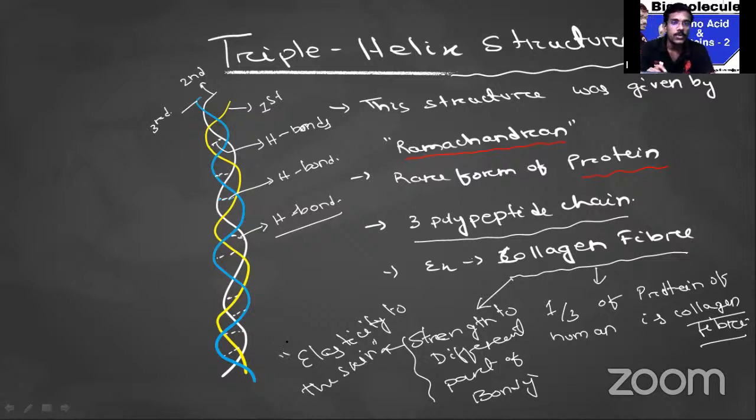Collagen fiber is one of the most abundant proteins found in the human body. How many polypeptide chains does collagen fiber have? There will be 3 polypeptide chains, and these 3 polypeptide chains are held together with the help of what? With the help of hydrogen bonds. So this is the triple helix structure of the protein. That is very simple.